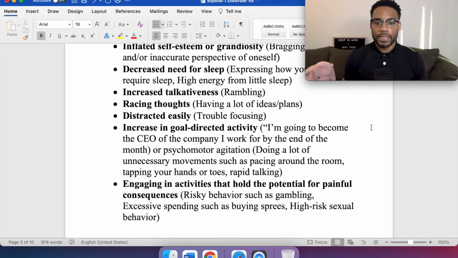So these are some of the things you want to look out for when going through the question stem and trying to diagnose, is it between bipolar 1 or bipolar 2? And again, we're about to jump into bipolar 2 now.